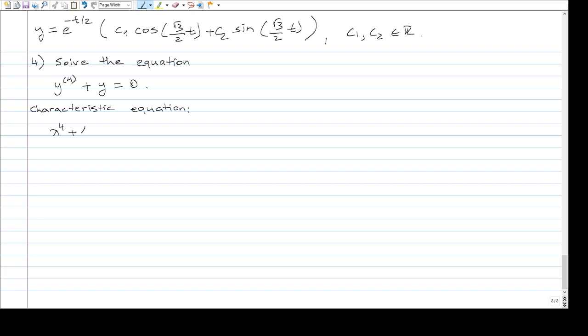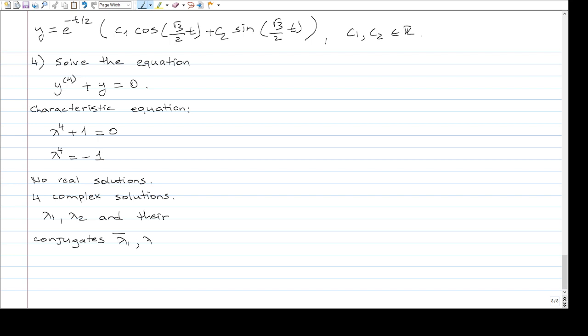Lambda to the 4 plus 1 equal to 0. So this means lambda to the power 4 is going to be minus 1. So this means there are no real solutions. But the degree of the polynomial is 4, so that means we have 4 complex solutions. Remember, complex solutions come in pairs. So we are going to have lambda 1, lambda 2, and their conjugates, lambda 1 bar, lambda 2 bar.